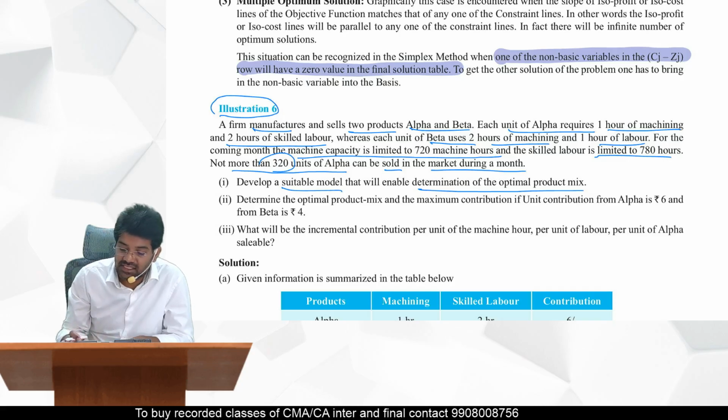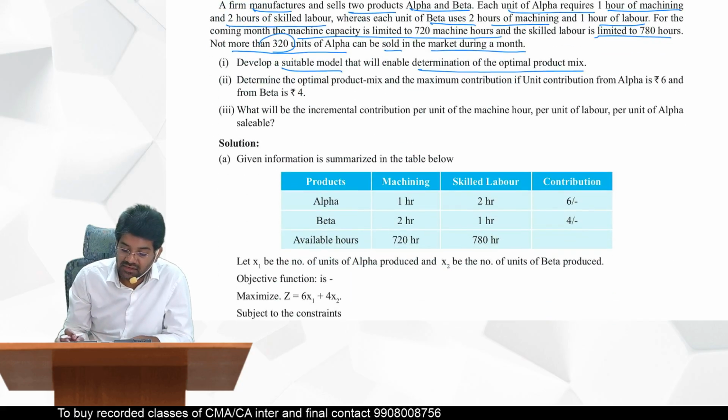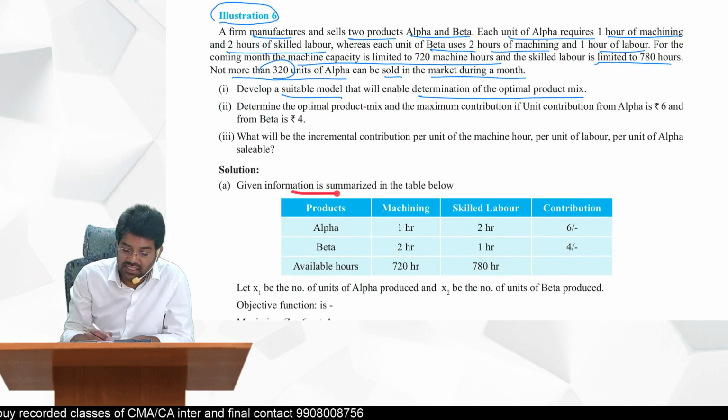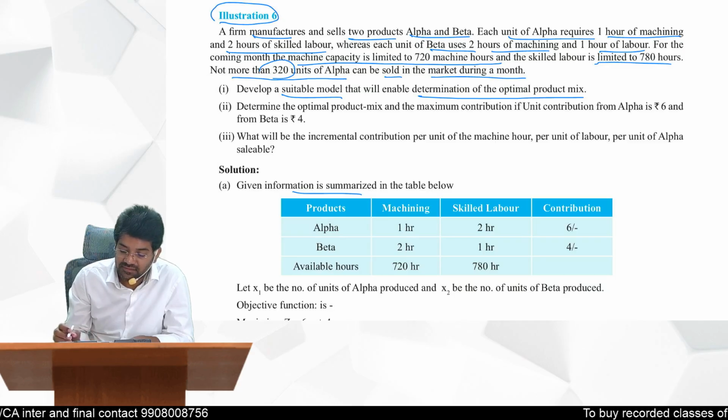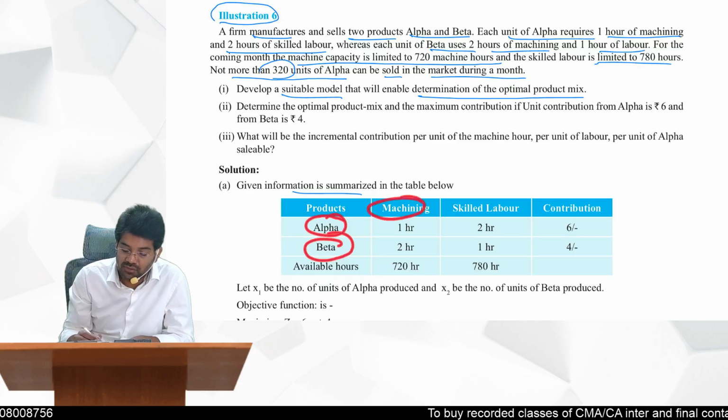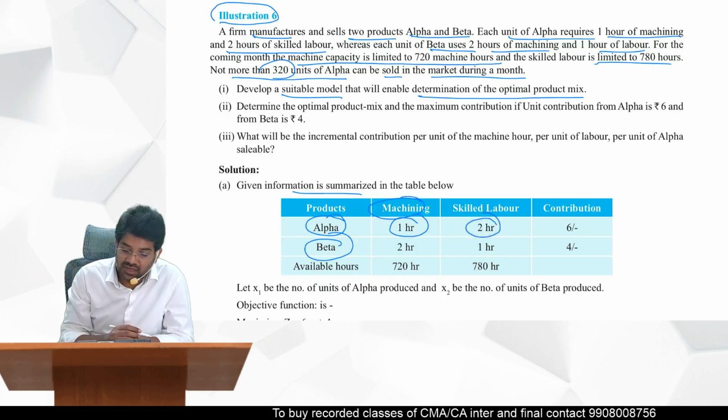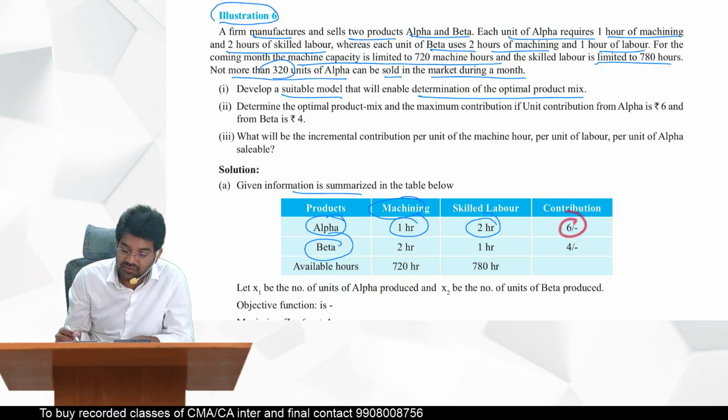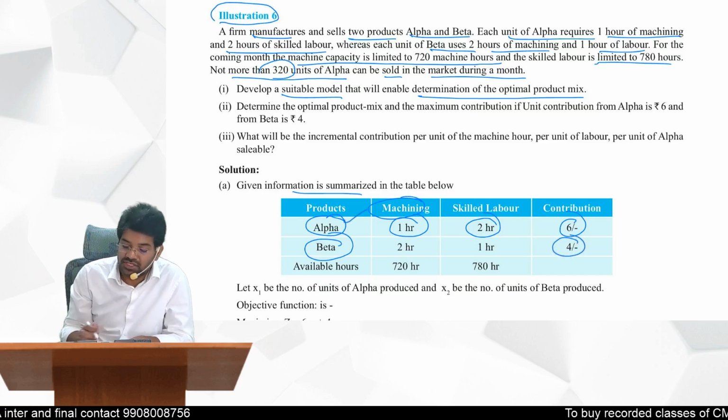Let us write now, analyze this now. First you analyze this. What are the products? Products are alpha and beta. Machining, how many hours are required? 1 hour. Skilled labor, 2 hours are required. Okay, what else is given? Contribution per hour is also given. What is the contribution per hour? 6 rupees. This is contribution per unit here, alpha. Beta contribution is 4.